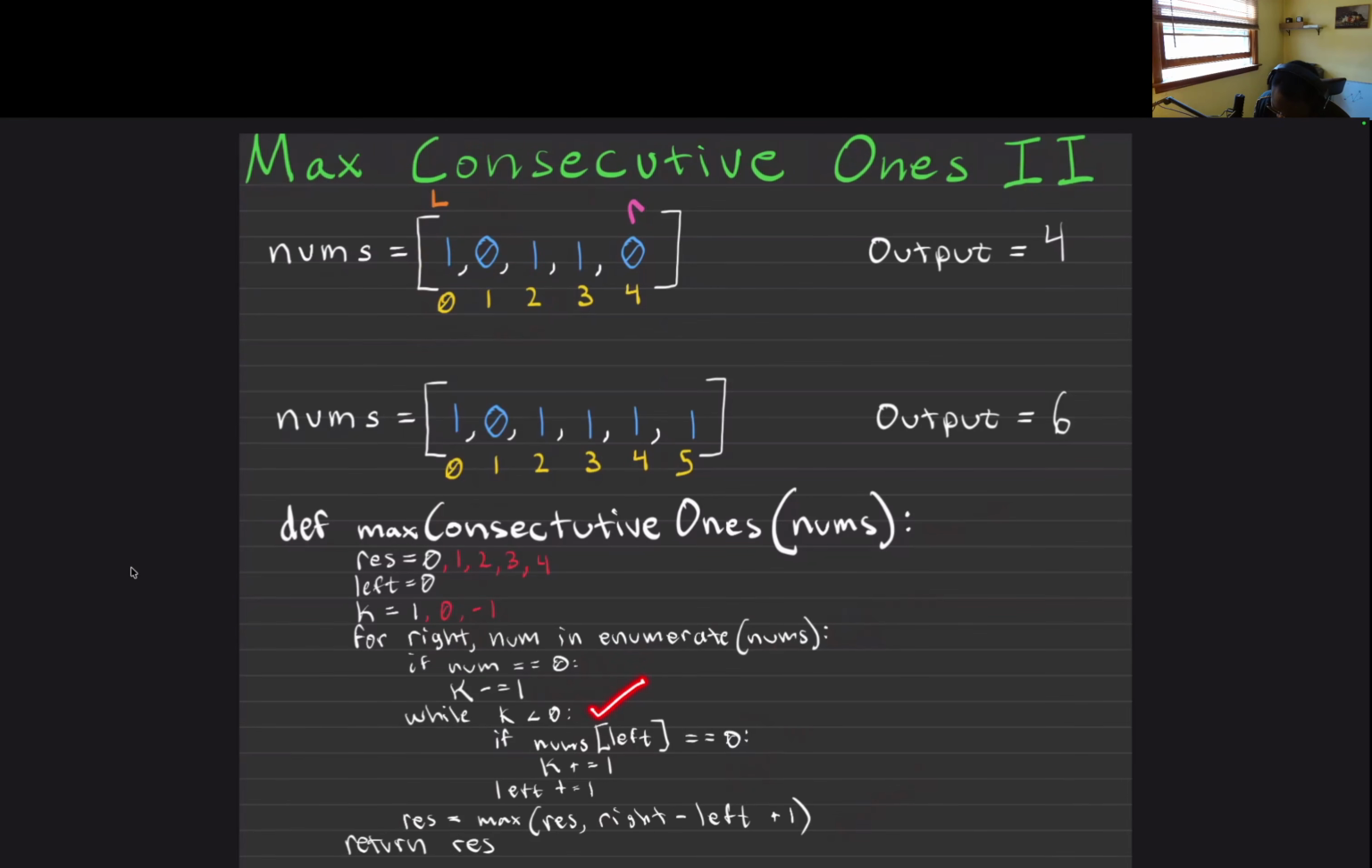So while k is less than 0, if nums of left is equal to 0, it's not, right? But regardless, we still do left plus equals 1, okay? Because of this indentation level. So left comes here, and first we need to check if we can update res, right? And it won't matter, because the max is 4. So we try to go back inside the for loop and it terminates and we return res, which is equal to 4. And that matches here, right?